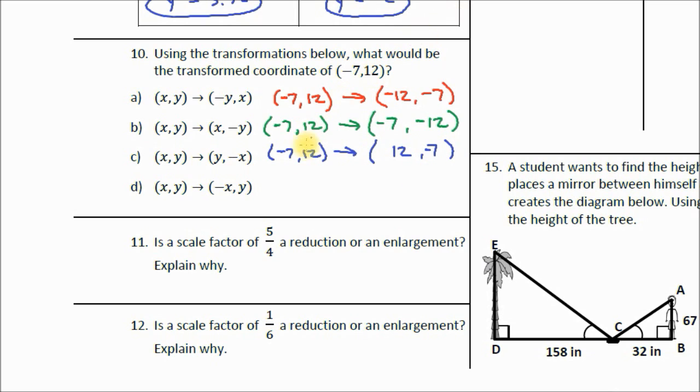All right, we got the last one here. Start off with negative 7, 12, just like the other ones. The x stays in the same position, but the sign flips. That changes to positive 7. The y value stays in the y position, and it doesn't change at all. So 7, 12. There are our 4 practices for transformation notation.